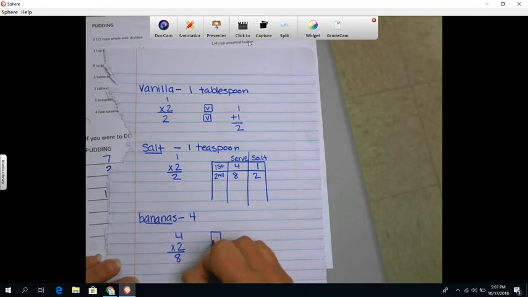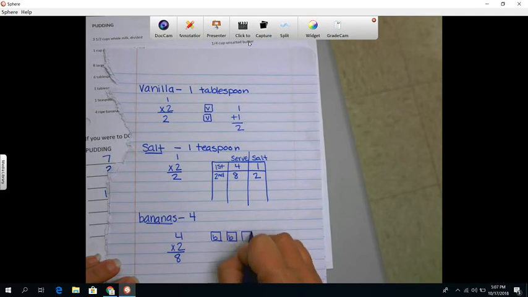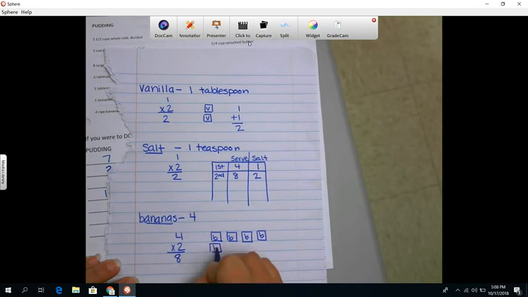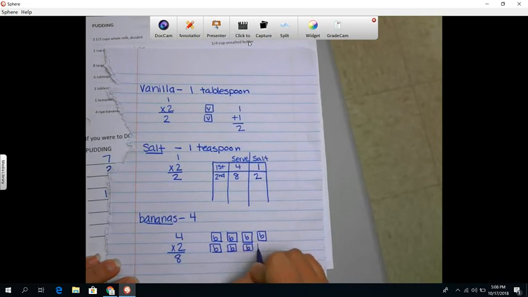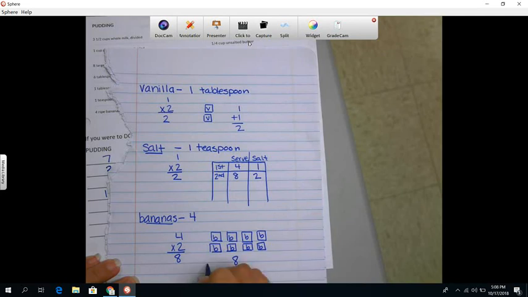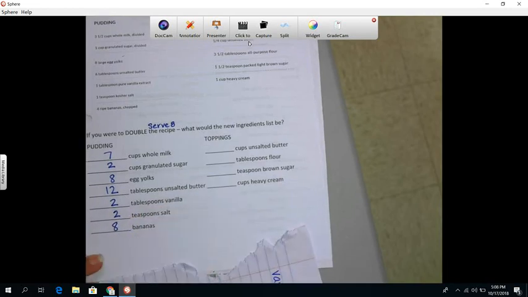Again, we could draw a diagram. This could represent banana, banana, banana, banana, and that would be 4 for 1 recipe. We double that, and we have 4 plus 4 to give you 8 total bananas. All right, guys, great job on doubling the pudding. Now let's look at our toppings.